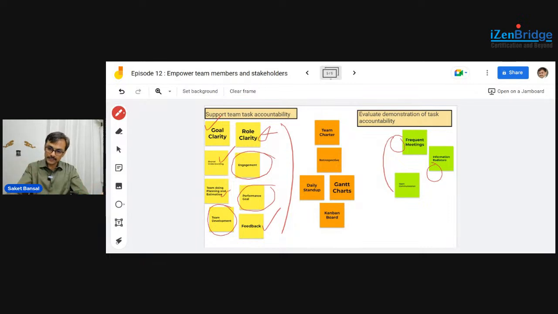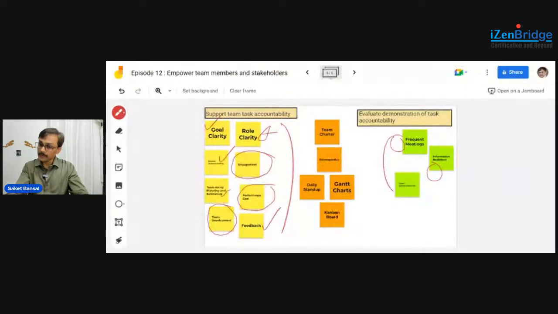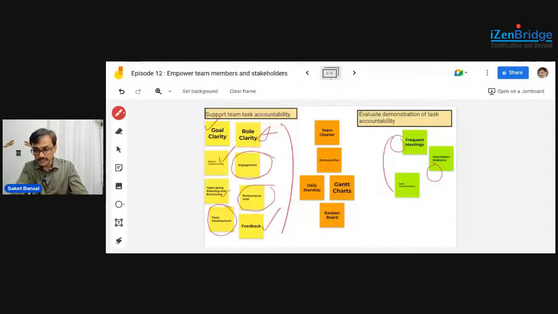We may have an understanding of an open communication channel, so that we demonstrate the task accountability to all the team members, and then we need to take continuous feedback as well. Now, some tools and techniques.